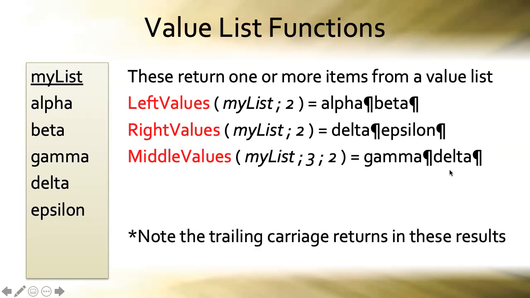I want you to pay special attention to the trailing carriage returns that are included in these results. These value list functions, unlike the GetValue function, the previous one, will always include a trailing carriage return. And it turns out to be a really good thing because it's consistent. And if you're wondering, what if the value list doesn't have a trailing carriage return after the item? For example, here, after the last item of a value list, there is no carriage return in the actual list, in the source data.